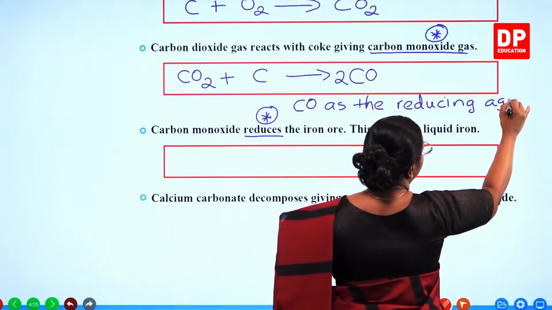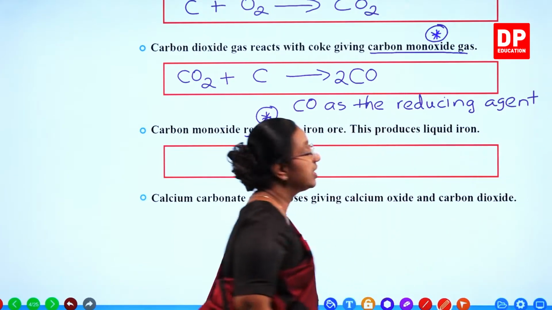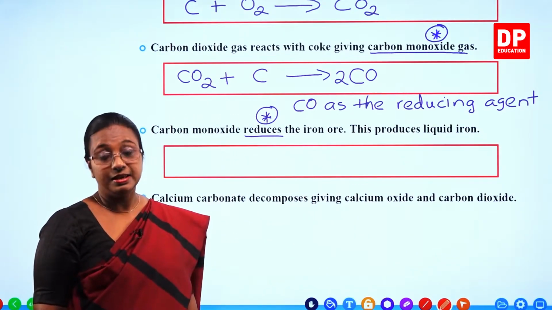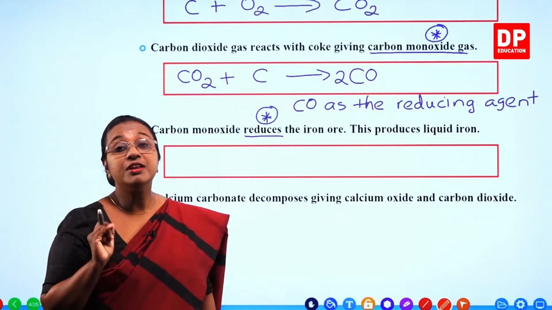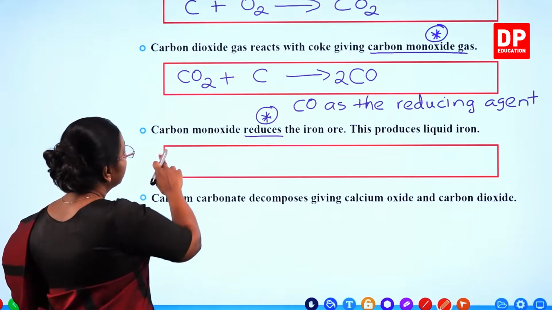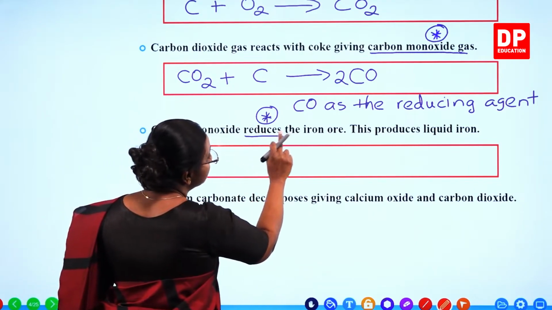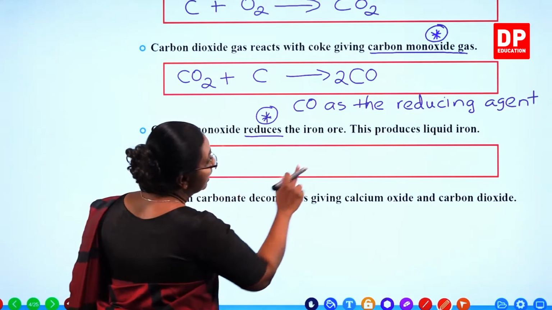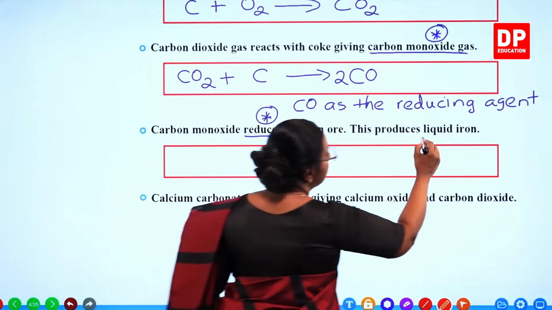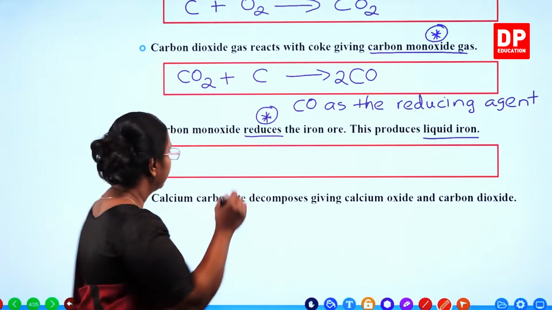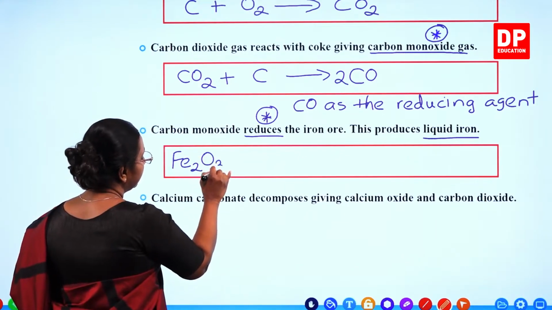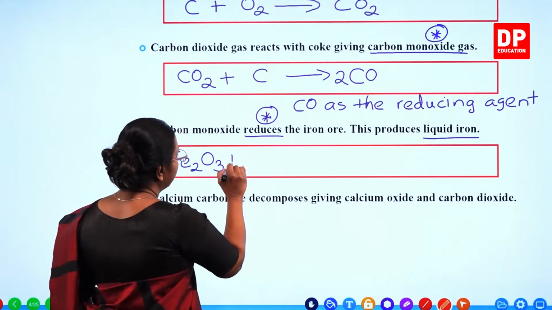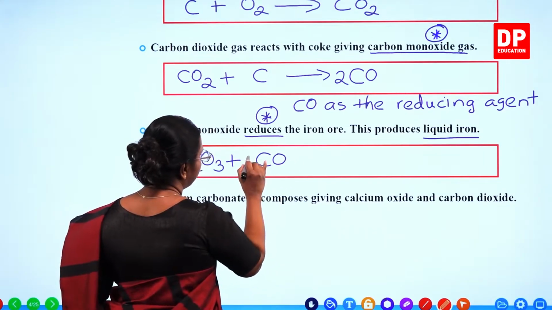Reducing agent or compound used to reduce iron from hematite. So that particular reaction is referred to as a reducing reaction. So carbon monoxide reduces the iron ore. This produces liquid iron. What is that reaction? Fe2O3, hematite is the iron ore and the reducing agent is carbon monoxide.